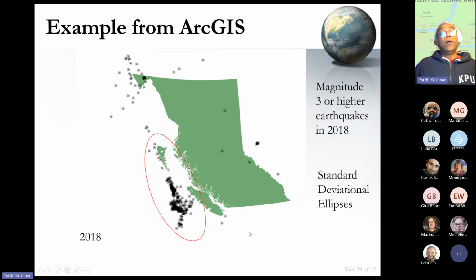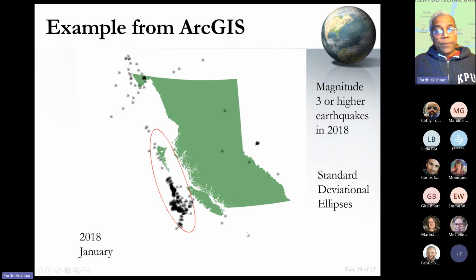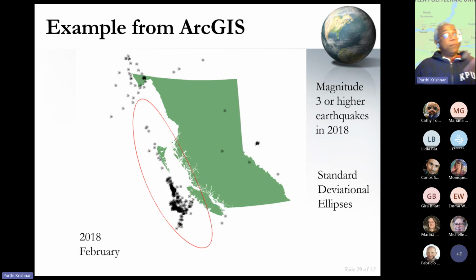Right? However, when I start to differentiate or subset the data by month, the pattern or the shapes change. So this is for January 2018. You can see that it still looks very similar to the pattern that I showed for the whole year. In February, it becomes much larger because of the variability. Some earthquakes are found in the far north, while others are located further south.